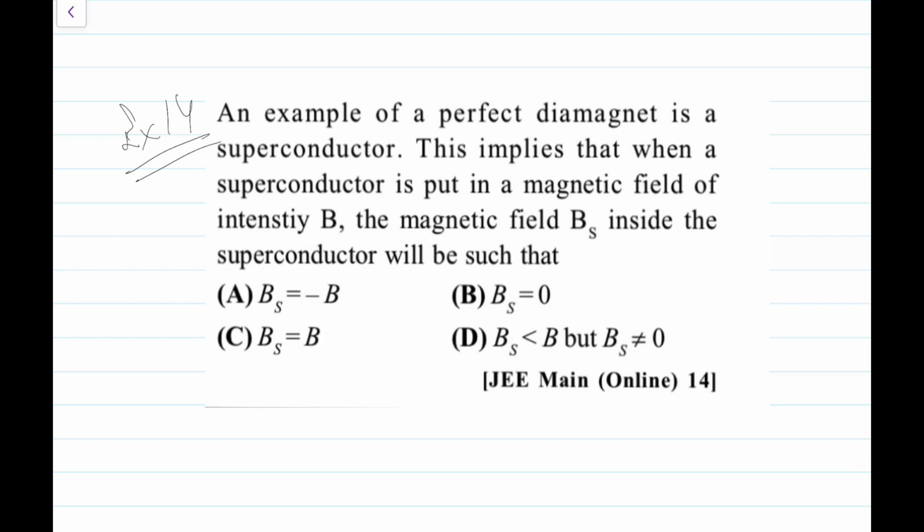Next one. An example of a perfect diamagnet is a superconductor. So just remember that Meissner's effect that we study in NCERT, that's a small paragraph. This implies that when a superconductor is put in a magnetic field of intensity B, the magnetic field inside the superconductor will become 0. In a perfect superconductor, the magnetic field inside will be 0. Go for option B. So this was a very small revision from my end.